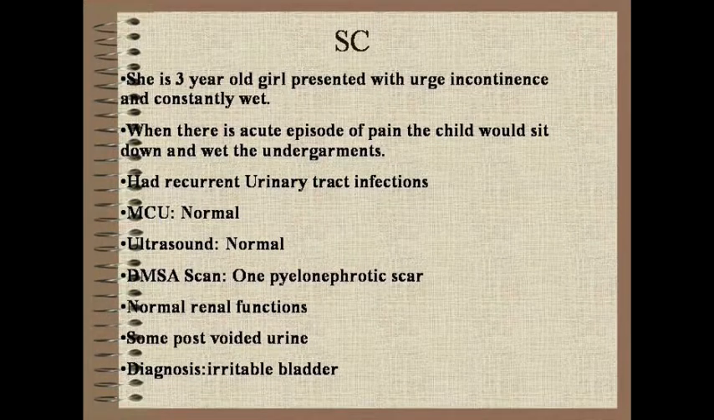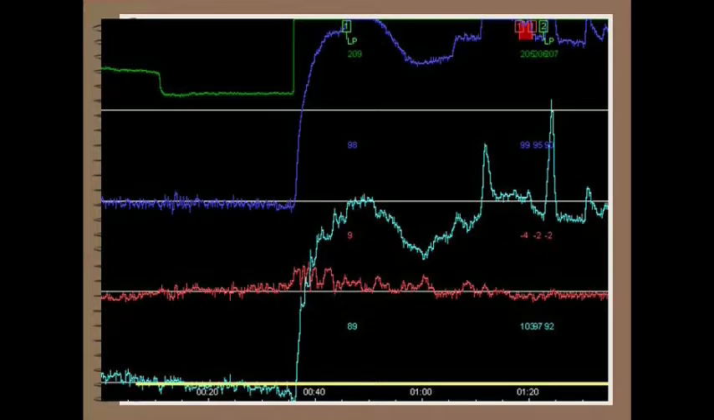This is a 3-year-old child with, again, this definition is gone. Constantly wet, every time she has an acute episode of pain, she sits down and wets her garments. She had recurrent UTIs. MCU was normal, ultrasound was normal, DMSA scan showed 1 pyelonephritic scar in 1 kidney, with normal renal functions. The post-void urine was about 10 ml every time. The diagnosis is questionable. I don't know what you will label this as.